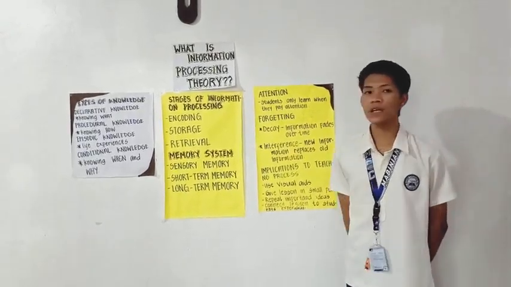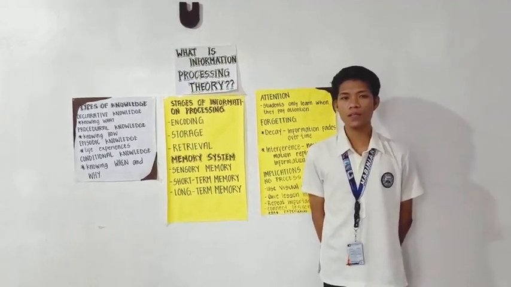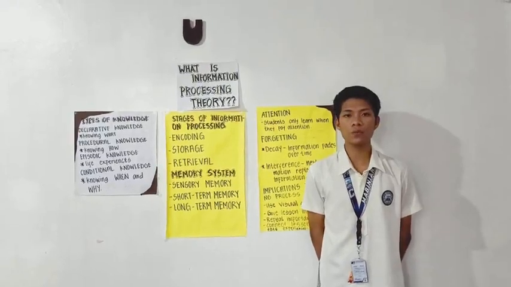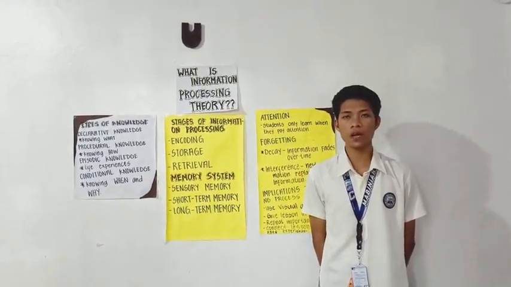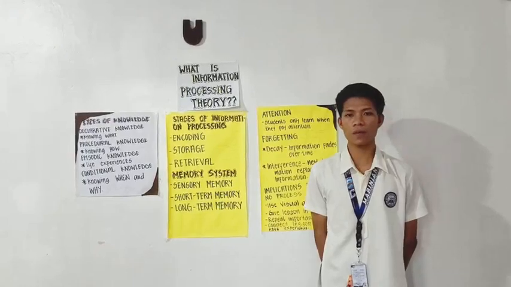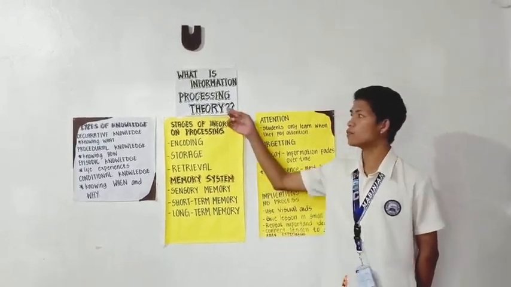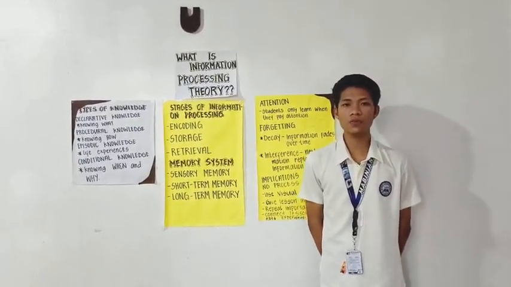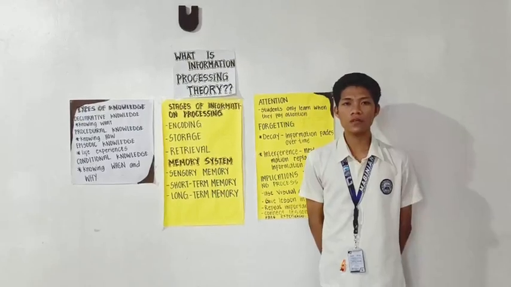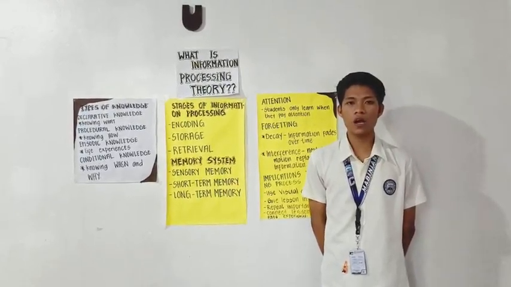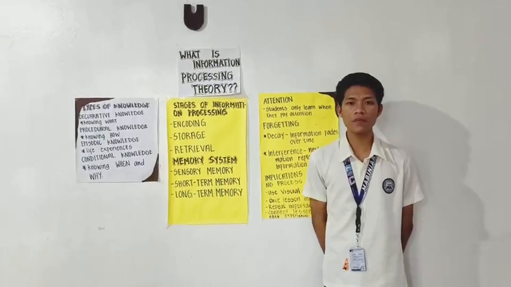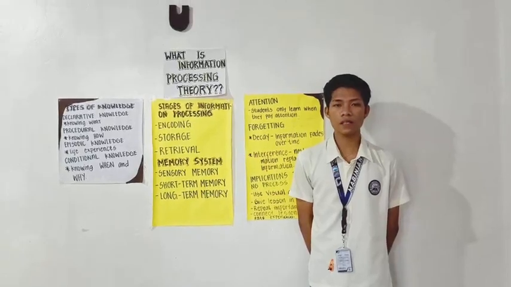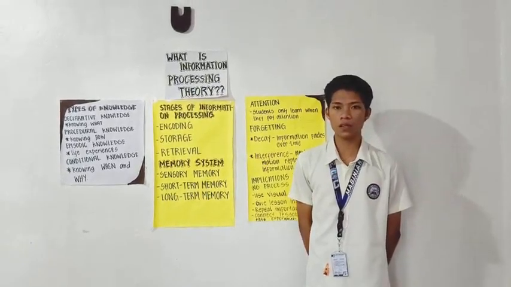So, this theory explains how a student receives, stores, and remembers information. Also, in this theory, it compares the human mind to a computer that processes information step by step. So, what is information processing theory? Information processing theory focuses on how learning happens inside the mind. Also, it explains how information enters the brain through the senses, is processed, and later retrieved when needed.